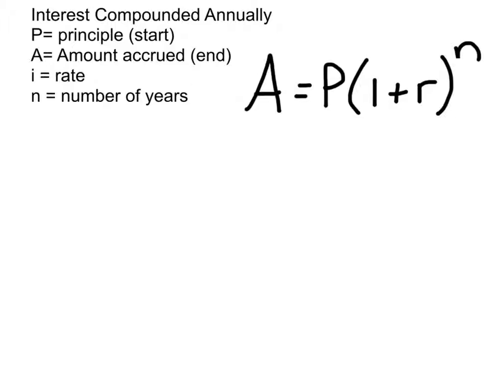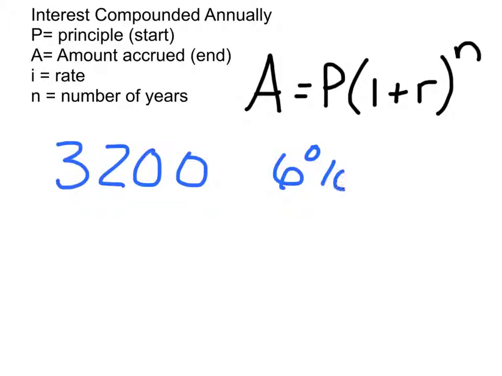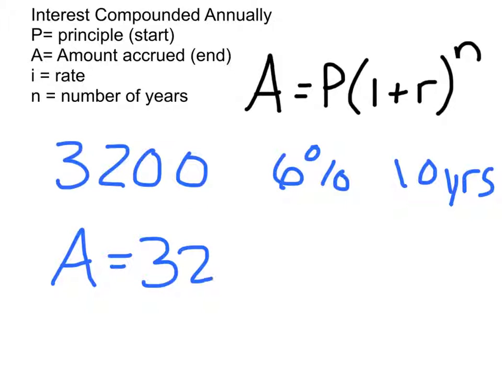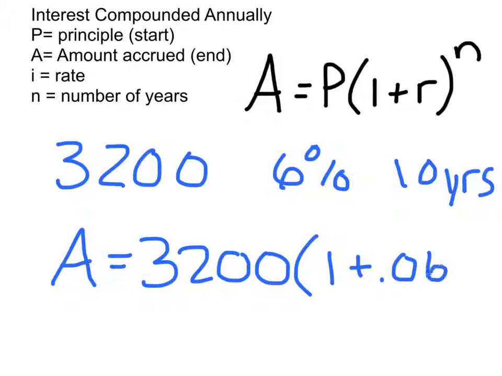The first example is interest compounded annually. Let's say, for example, you were going to invest $3,200 at an interest rate of 6% for a period of 10 years. For this problem, the amount you end up with is A. The amount you start with is $3,200. That goes in for P. The interest rate is 6%. Make sure you write that as a decimal. And the number of years is 10.